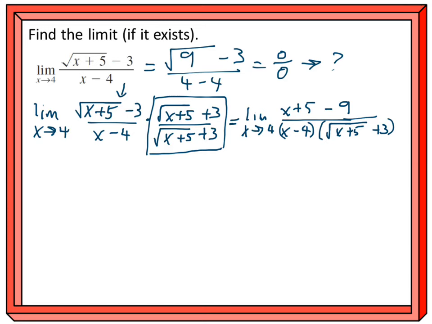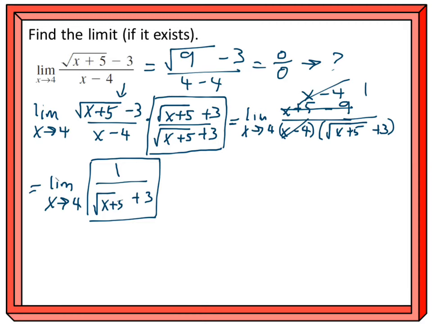Okay, so across the top this will simplify to x minus 4, which, oh, would you look at that, how did this happen? They have a common factor, so I'll cancel those things out, divide them out, leaving us with 1 up top. Let's rewrite our limit. Clean this up a little bit: as x approaches 4 of 1 over the square root of x plus 5 plus 3.